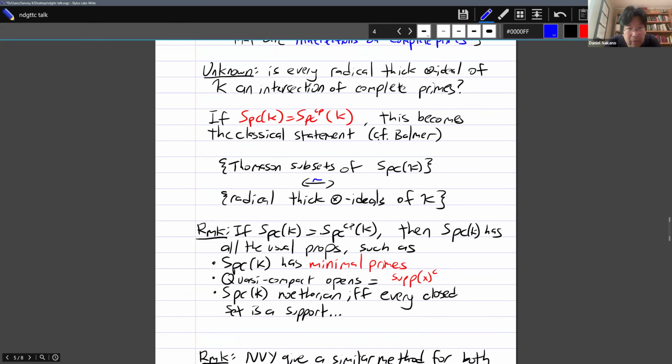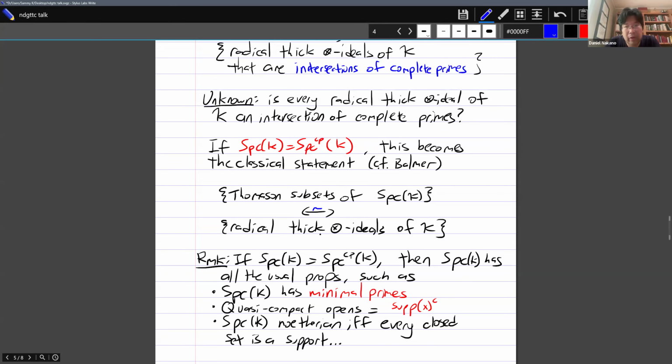Sorry, I have a question right now. Suppose you take a finite tensor category and suppose that Spc of K is equal to Spc CP of K. Does the Balmer spectrum then identify with the Proj of the cohomology ring? Yeah, I mean, it would be interesting to see if that theorem still held. That's one thing to explore.